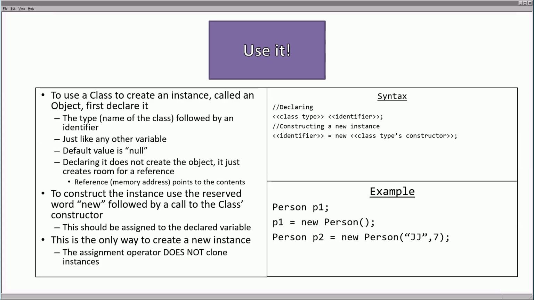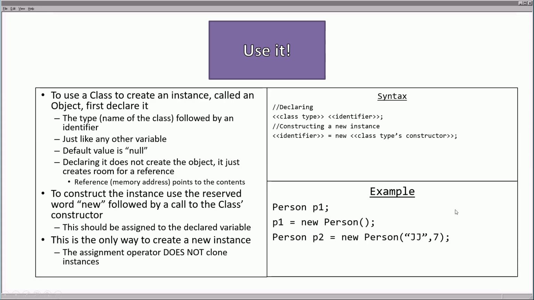Simply declaring an object does not create the object. It only creates room for a reference. In this case, the reference is a memory address that points to the contents of the object. So in order to construct an instance, you have to use the word new followed by one of the class's constructors, and this should be assigned to the declared variable. This is the only way to create a new instance of an object. Simply assigning one object to another does not clone the object. All it does is have two different identifiers reference the same part of memory.